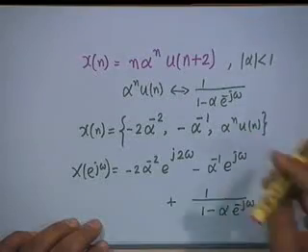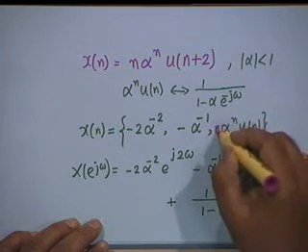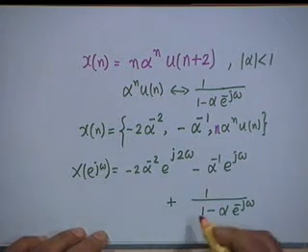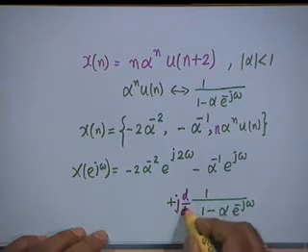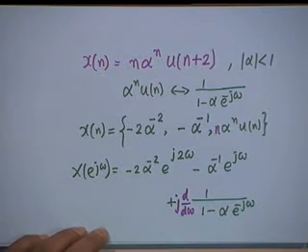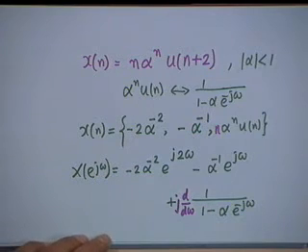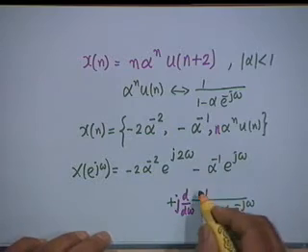What happened to the last term? Okay, very good. There is an n times alpha to the n. I made a mistake. So, it would be j d d omega of this. Yes, I was going to skip this and try to find out if you have found out my mistake.